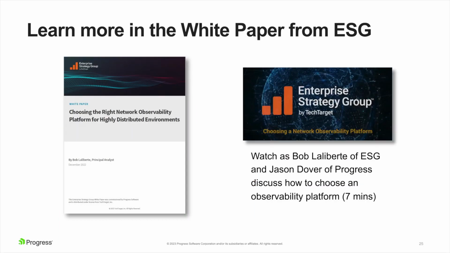So I want to finish up here just to tell you how you can learn a little bit more. If you are looking for examples, we have plenty of case studies and videos on our website, progress.com. Also, you'll be receiving a link to this paper afterwards, choosing the right network observability platform for highly distributed environments, kind of the inspiration for this talk. As well, we have a short video with Bob Laliberte of ESG and our own Jason Dover, and the two discuss how to choose an observability platform. It's a short video, it's very informative, and well worth your time. And with that, I'd like to hand it over to Jordan.